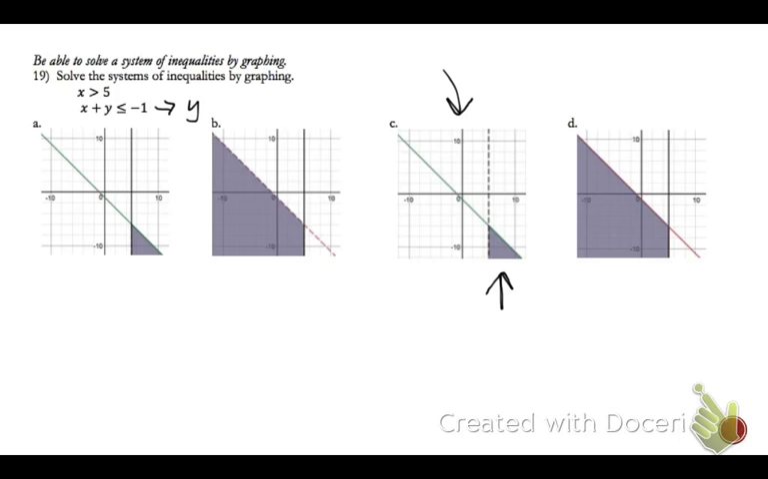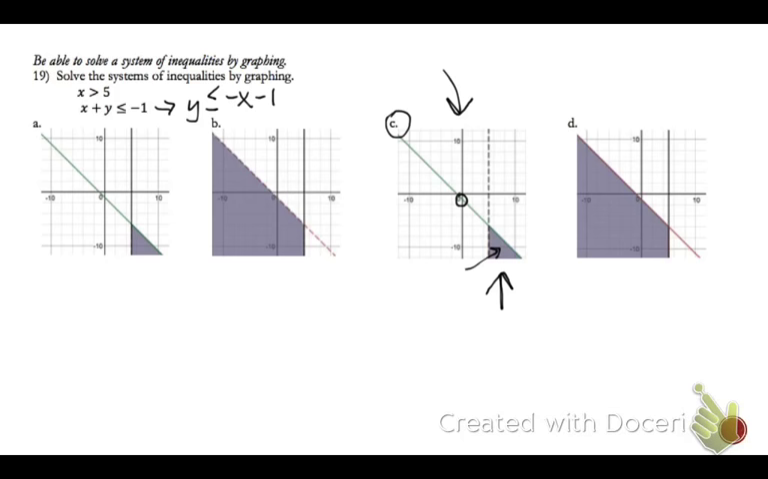So let's just look at the second equation and make sure that the graphing looks right here. If we put it in slope-intercept form, by subtracting the x over, we'll get y is less than or equal to -x minus 1. So this is a solid line that's crossing at -1, has a slope of -1, and is shaded below, which that is. So choice C is our correct choice.